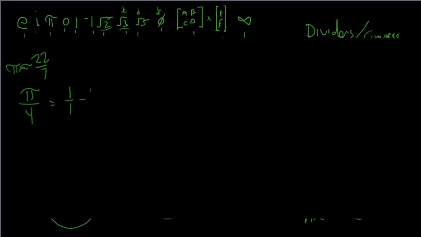1 over 1 minus 1/3 plus 1/5 minus 1/7 plus 1/9 minus 1/11 plus 1/13. And you better be good. Plus, minus, plus, minus, and so on. This will get you pi over 4.